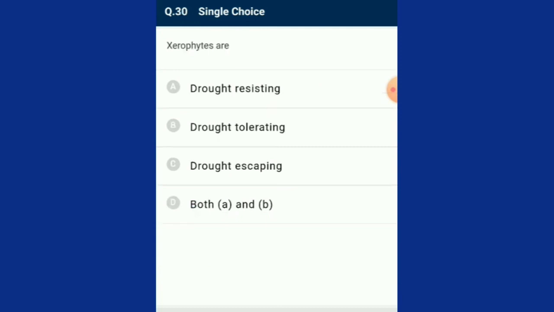Question number 30. Xerophytes are plants growing in water-scarce environments. These plants show numerous adaptations to survive in drought conditions. They resist the drought conditions by conserving or storing water and tolerate high temperatures through desiccation of the tissues by shutting down the metabolic activities. A good example is cactus. So the answer is option D. Drought resisting, drought tolerating characters are seen in xerophytes. So option D is correct.